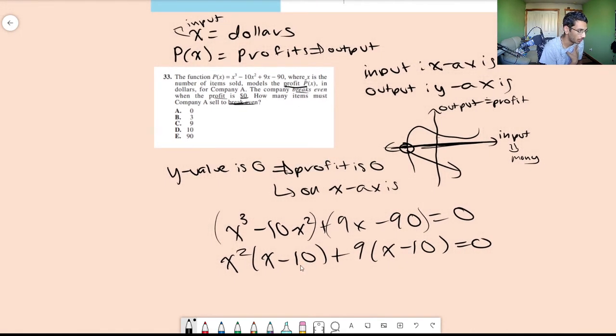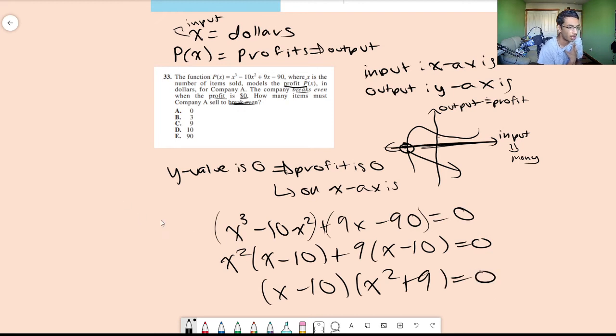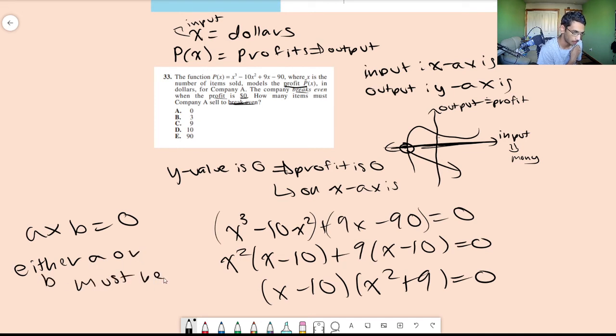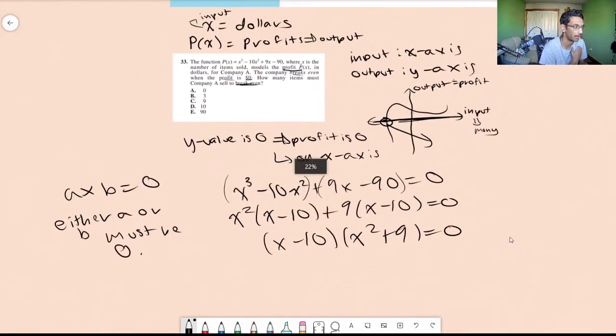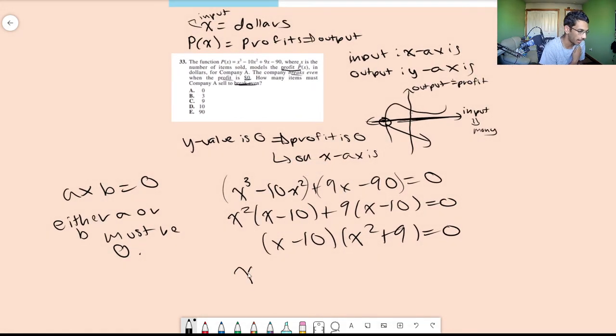Now we can say x minus 10 times x squared plus 9 is equal to 0. And because of the zero product property, if you have a times b equal to 0, either a or b must be 0. So in this case, it's either x minus 10 is equal to 0 or x squared plus 9 is equal to 0.